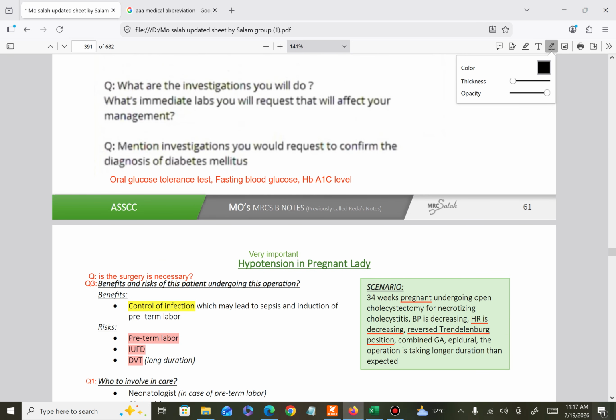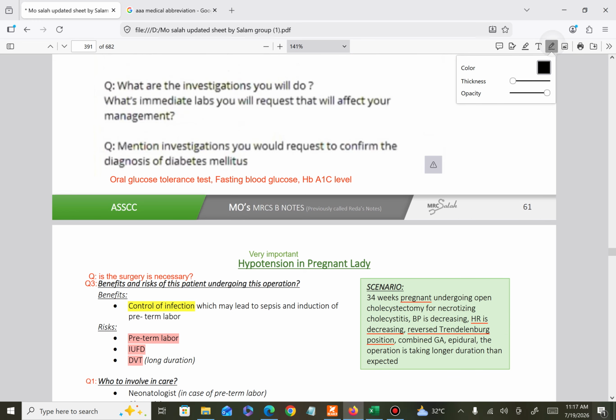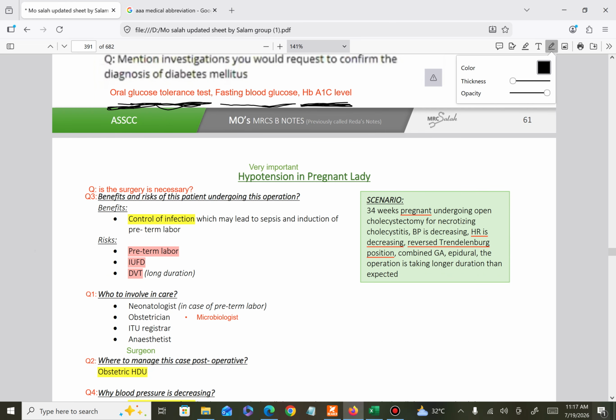Okay, so mention the investigations. This question asks: mention investigations you would request to confirm the diagnosis of diabetes mellitus. So we will arrange to take blood for the oral glucose tolerance test, fasting blood glucose, and HbA1c. These are the tests or investigations to confirm the diagnosis of diabetes.